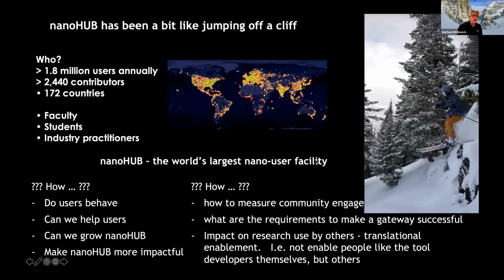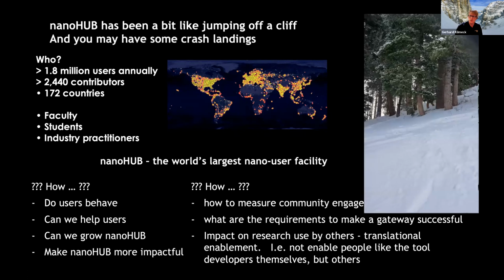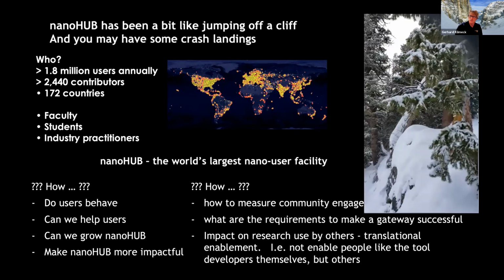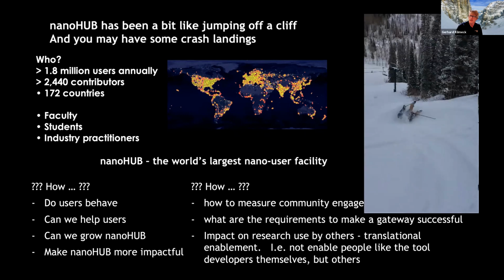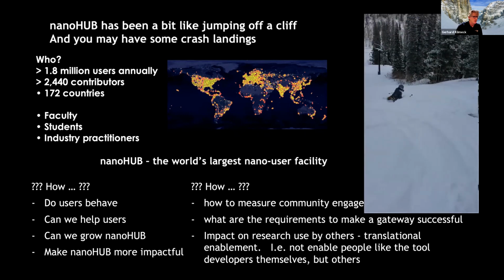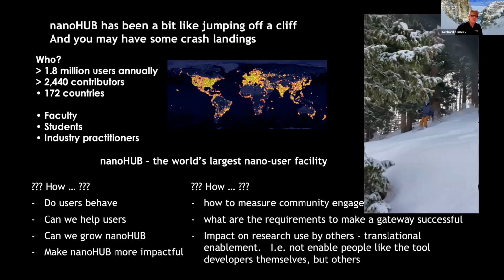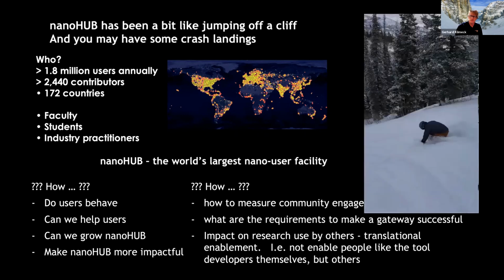So I hope I highlighted some of these items, how to engage a community and what the requirements are. I would say building NanoHub has been something like jumping off a cliff. And the only thing I would add is that it's not always a smooth ride. Sometimes you might find surprises and take a crash. So with that, I used more than my 10 minutes. I'm sorry.